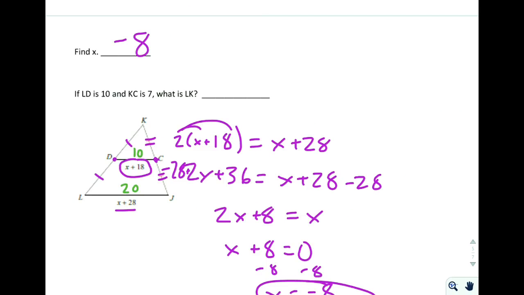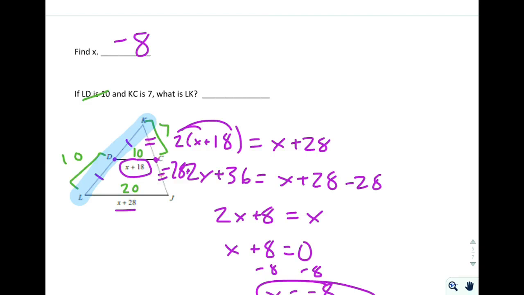Next question I'm asked is if LD is 10, if this part here is 10, notice I'm always labeling my picture when I get information in a problem, and KC is 7, what is LK?